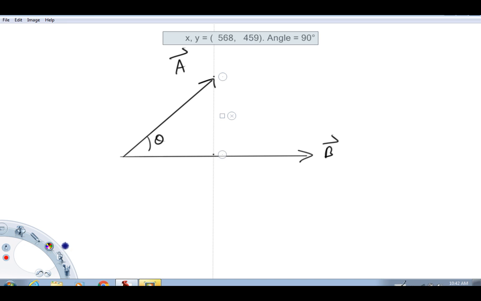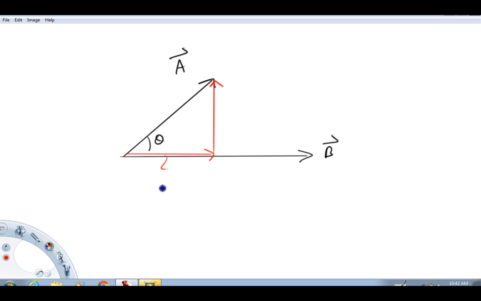If we do that, I'm going to do these in red. Here's the component perpendicular to B, and here's the component parallel to B. I'm going to call this A parallel, and the parallel means parallel to B. This is what I'm going to call A perpendicular, because it makes a right angle to B. This thing right here is called the projection of A onto B, and what it gives you is how much of vector A is in the direction of B.